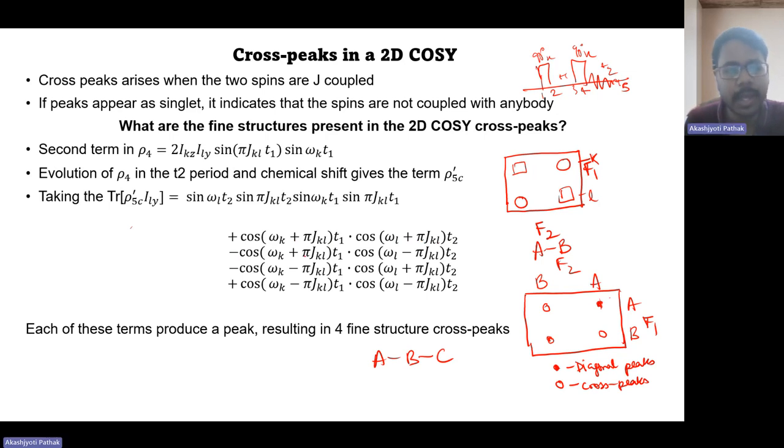minus cos((omega_k + pi J_kl) t1) cos((omega_l - pi J_kl) t2), then minus cos((omega_k - pi J_kl) t1) cos((omega_l + pi J_kl) t2), and then this. If you look at these expressions, all these are cosine terms. This is one term, second term, third term, fourth term. Each of these points will give us a fine structure in the cross peak of the 2D COSY. And all these are cosine terms. Cosine terms will always give us absorptive line shape.